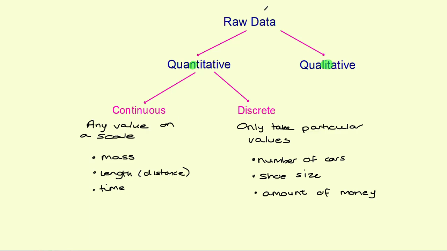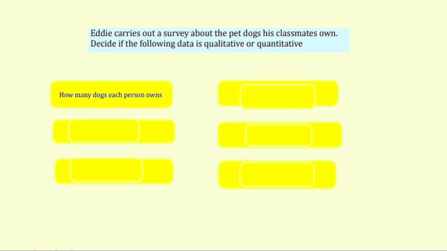Okay, right, can you write flashcards for that, please? Continuous: any value on a scale, specifically a mass, length or time. Discrete only takes particular values, only takes certain values. Right, on to the next one then. So let's just do a little test here.